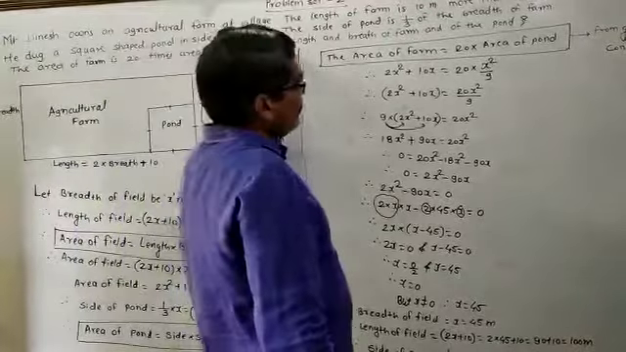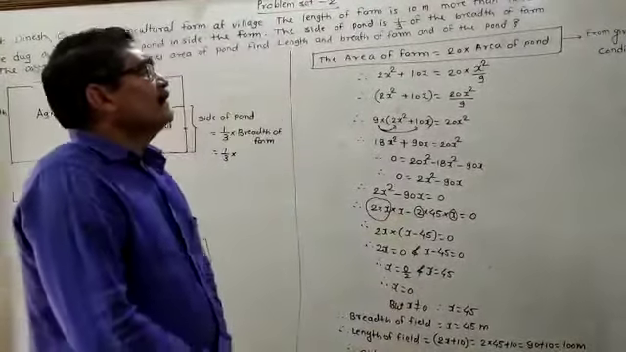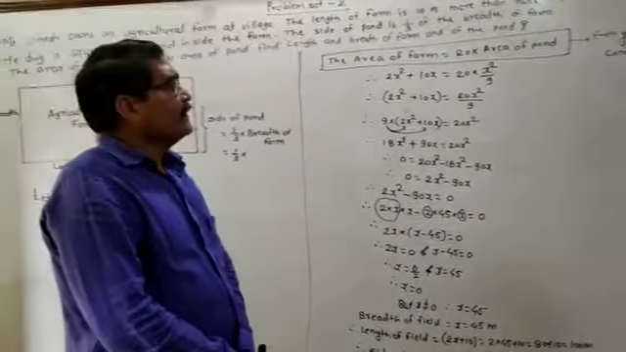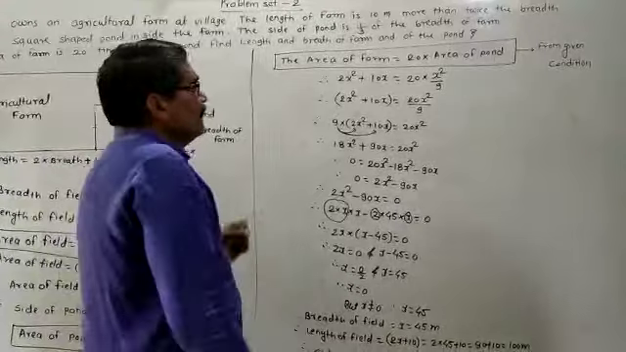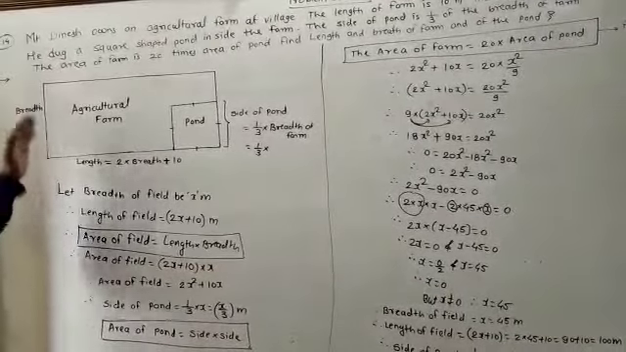Find the length and breadth of the farm and the side of the pond, you have to find out. Then what is given, you have to see. You have to draw the diagram.